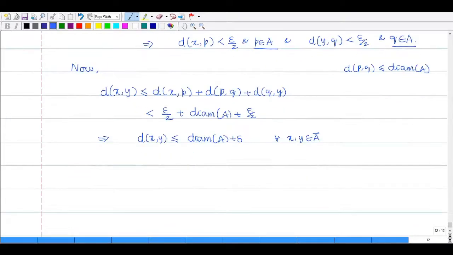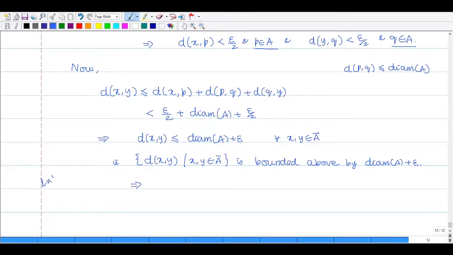Okay, so what does this mean? The set of d of x comma y such that x comma y belongs to A closure is bounded above by diameter of A plus epsilon. The diameter of A plus epsilon is an upper bound for this set. But the supremum is the least upper bound. Least upper bound and supremum are the same thing.